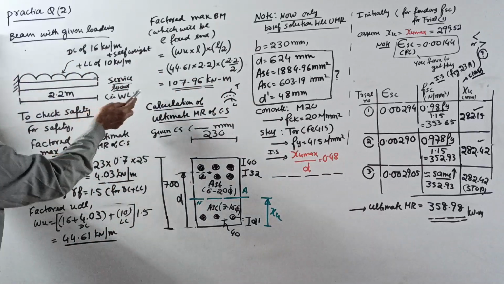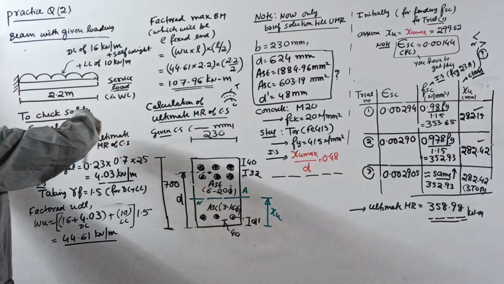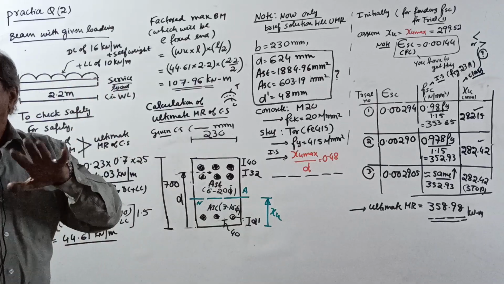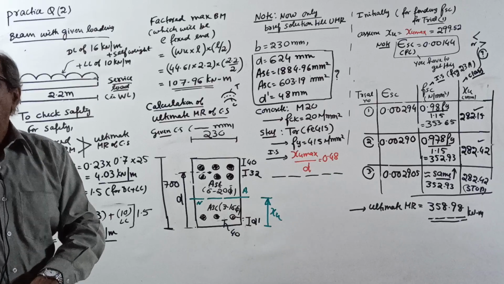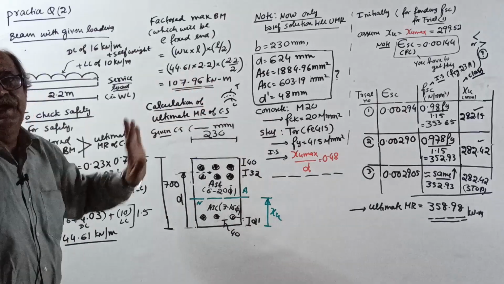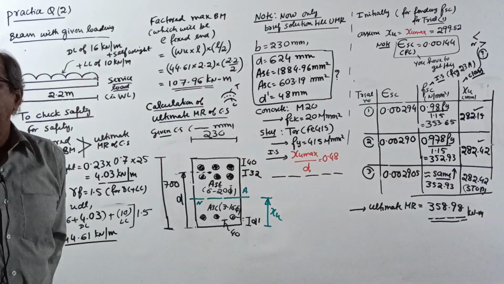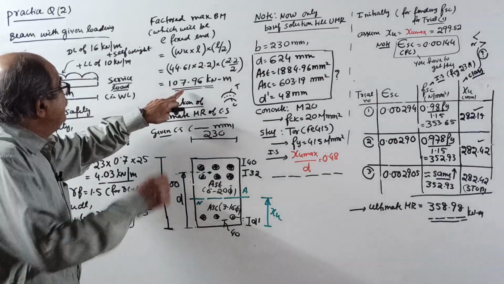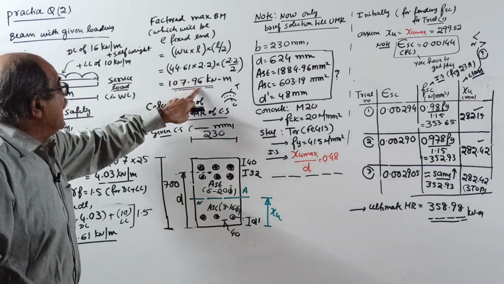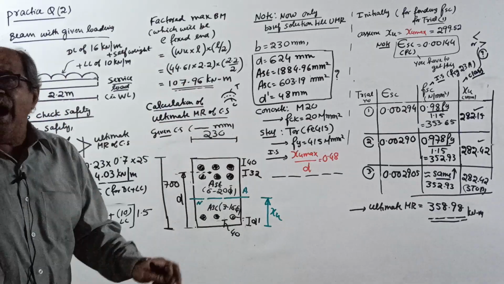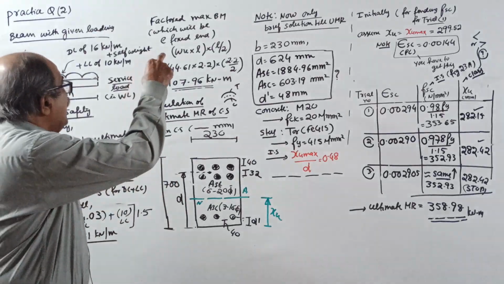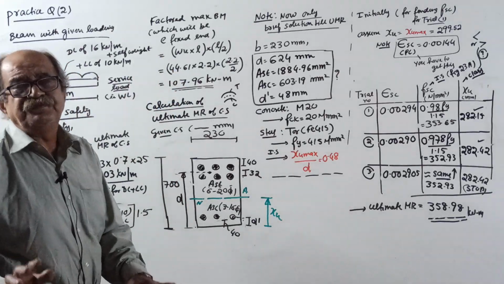Means whatever load they are applying, service load, after you convert into factored load, the beam will have maximum BM of 107.96 kilonewton meter. Now I can tell, if the resisting capacity is more than this one, it is safe. Or if it is exactly equal to this one, it is marginally safe. But if the resisting capacity is less than this value, beam is unsafe.